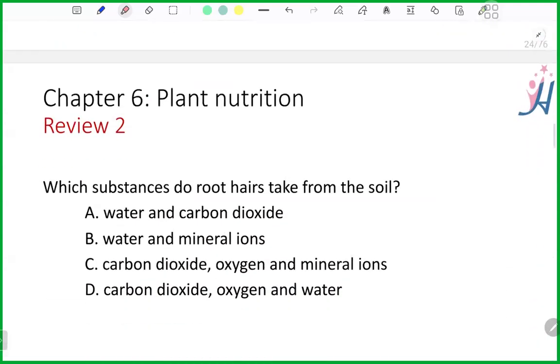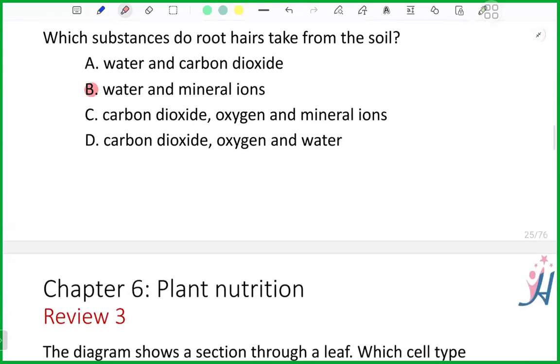And which substance do root hairs take from the soil? So we already mentioned that. Root hairs or roots absorb water and mineral ions, right? Because carbon dioxide and oxygen enter from the leaf or stomata. So it's not from the root for sure.